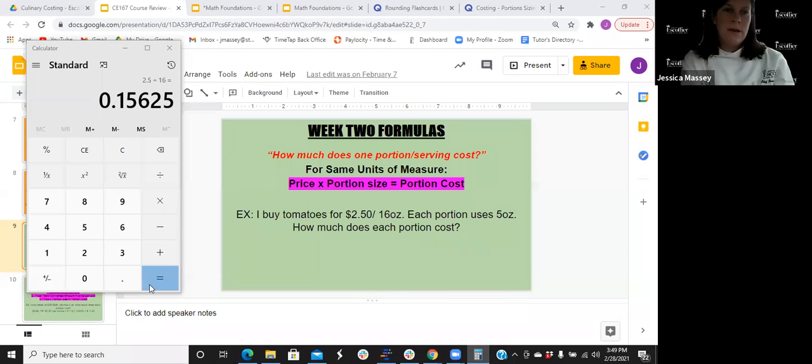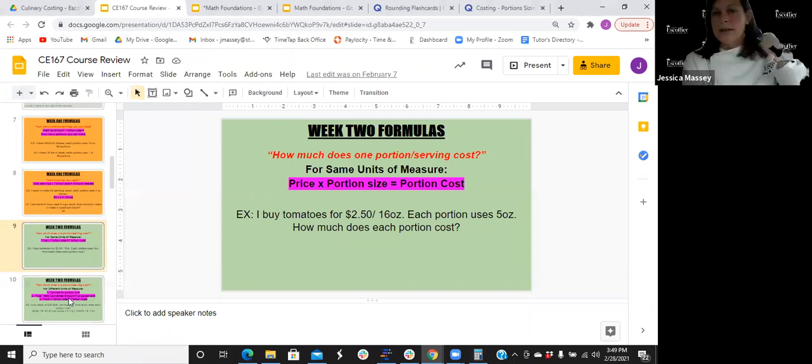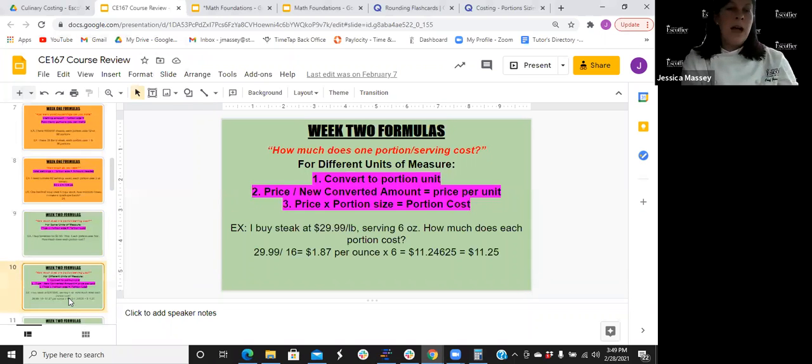So now you take that and you times it by 5. And that would equal 0.78125. That's where you round. Because this 1 is next to the 8, it stays the same. So our answer here would be 78 cents for how much 5 ounces costs. Just to go to your next slide so you can see what I walked through: you have to always convert to the portion unit, get your price per unit first, and then you can do your multiplication for how much you have per portion size.